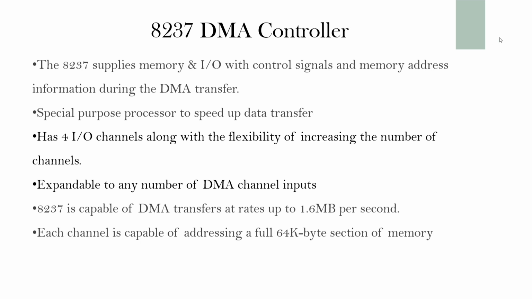It is a 4-channel device which can be expanded to increase the number of DMA channel inputs. The 8237 is capable of DMA transfer at a rate of up to 1.6 megabytes per second. Each channel is capable of addressing a full 64K byte section of memory and transferring up to 64K bytes with a single programming.